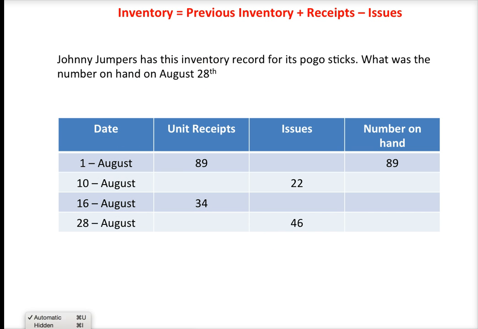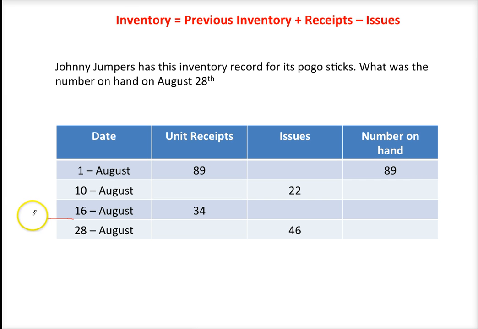Okay, this is the same company, still Johnny Jumpers and their pogo sticks. This time we want to know what was the number on hand on August 28th. This is exactly the same inventory sheet. Okay, so it doesn't make sense to start all over again, right? Because we know we started with 89, they gave out 22, and then they received 34, and then on the 16th they had 101 on hand. We calculated that in our last problem. So on the 28th they issued 46 more. So we started with 101.